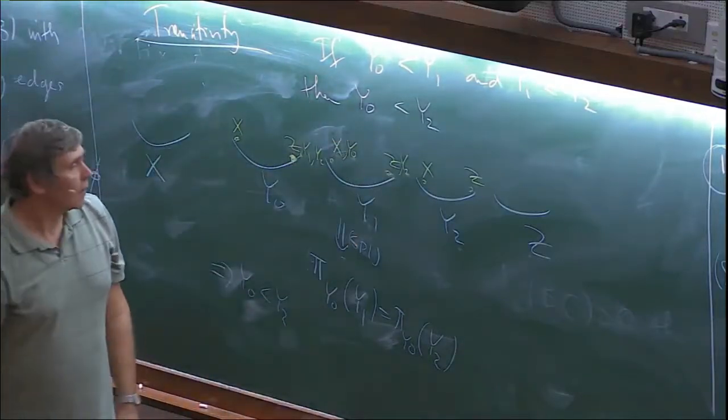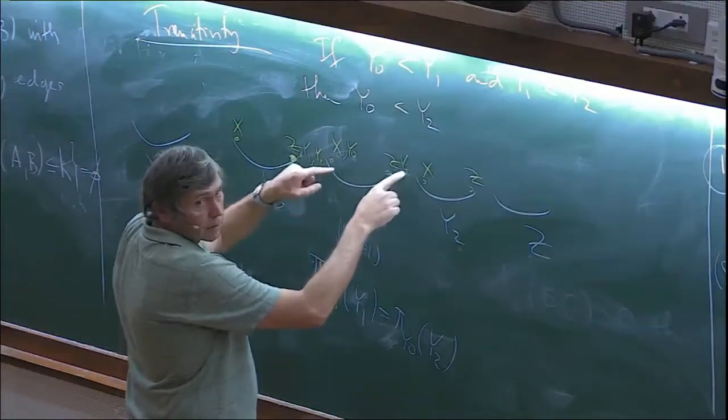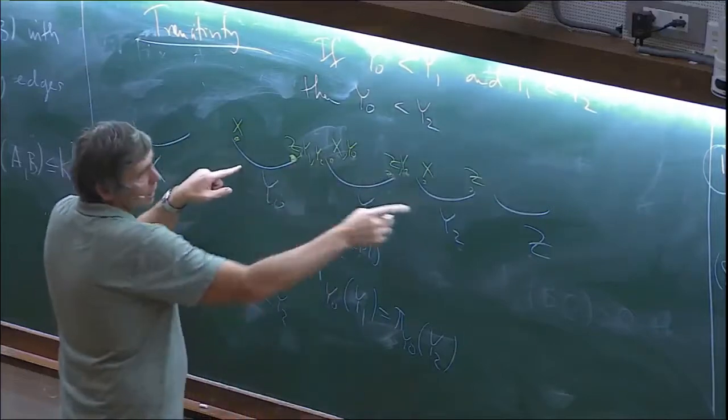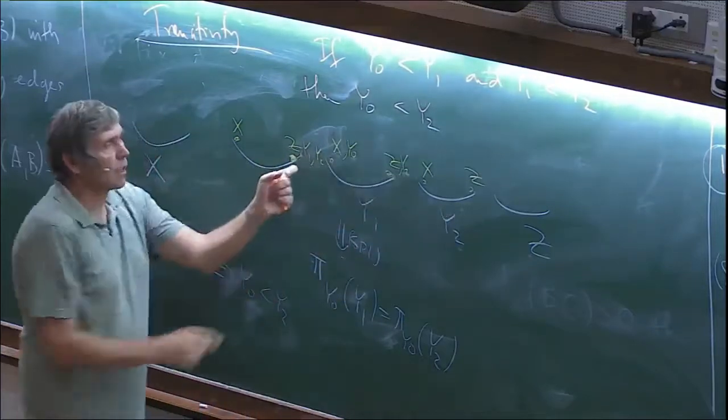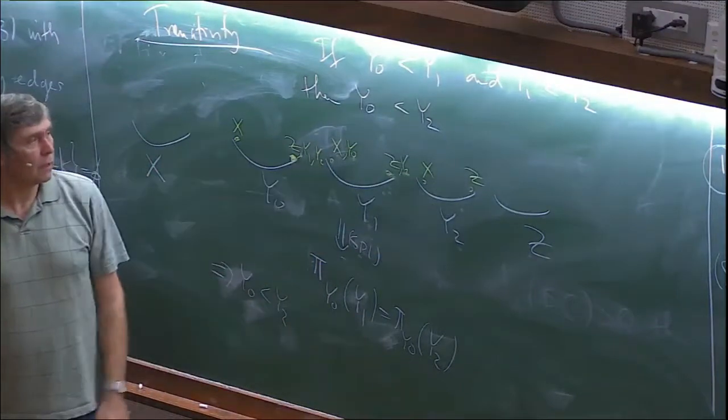But that implies that the projections of y0 and y2 to y1 are large. The distance between them is large. And so by using this axiom, I know that in y0, and likewise in y2, the other two have the same projection. So that tells me that y2 and y1 project to the same place.